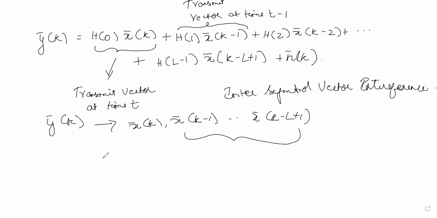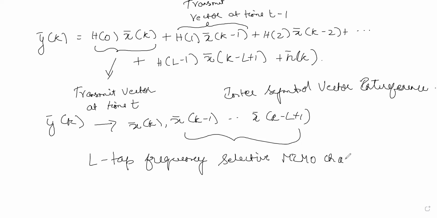Hence, this is an L tap frequency selective MIMO channel. So in a MIMO frequency selective channel, this ISI occurs between the current and the previous transmitted symbol vectors.